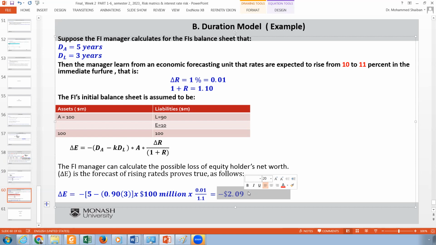This is not good news. And if you are using the duration model, you have to see how you can amend the duration of the assets and liabilities by selling loans, or increasing the loans, or amending your assets and liabilities.